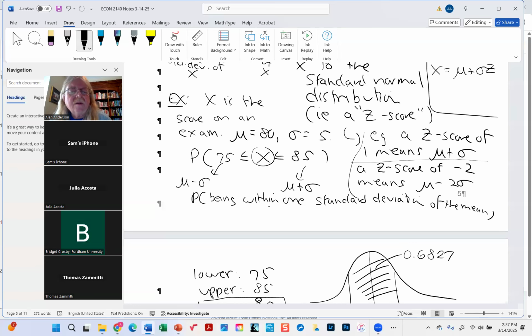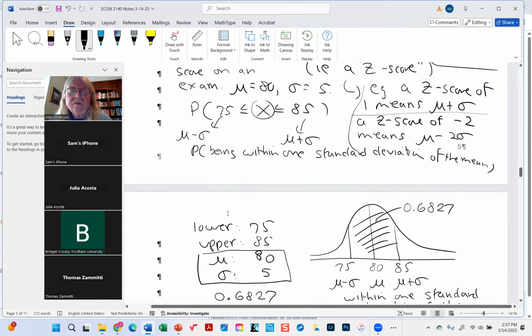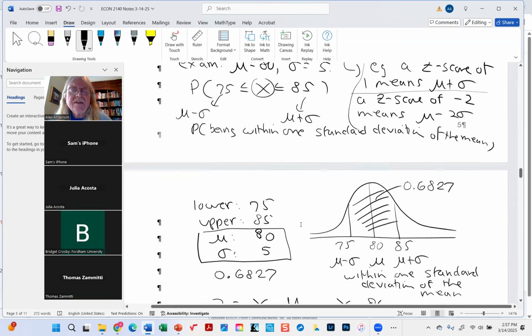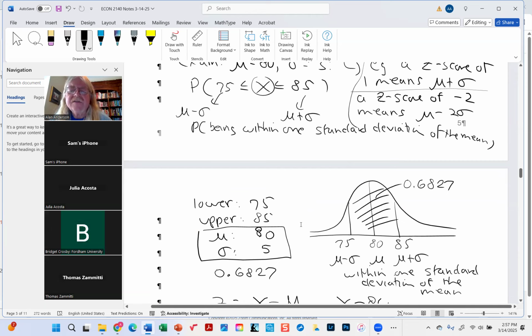All right, so now, of course, we can always go ahead to our calculator. We'll have no trouble doing it directly because you can see that we have the lower limit of 75, the upper limit is 85, the mean is 80, and the standard deviation is 5. So if you plug in all those numbers, you should get 0.6827.